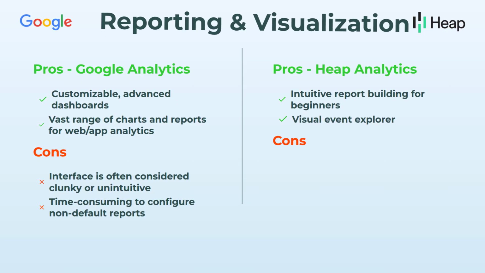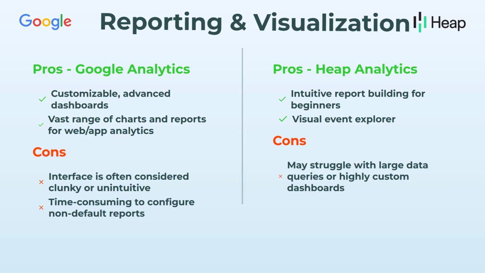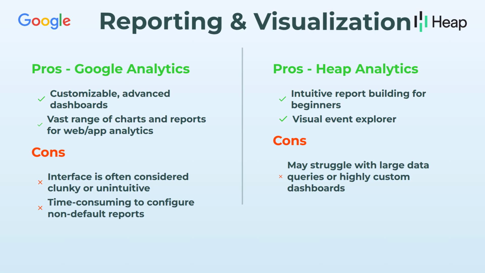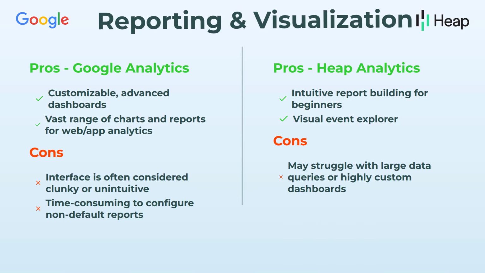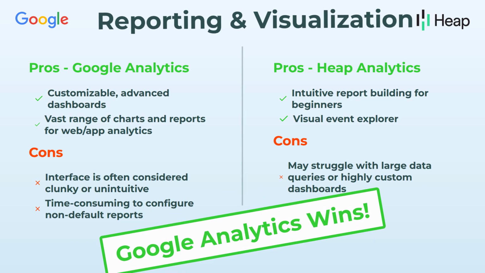Heap simplifies things for beginners. Really intuitive report builder. Plus, their Event Explorer is super visual. But if you throw a ton of complex queries at Heap or want mega custom dashboards, it might get bogged down. For sheer breadth and advanced visuals, Google Analytics claims victory.